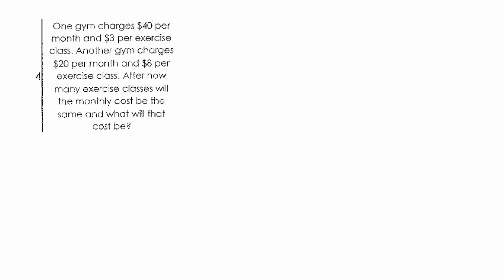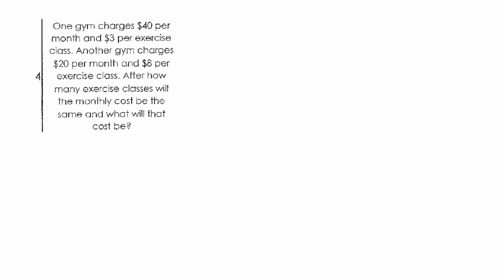So number 4, one gym charges $40 per month and $3 per exercise class. Another gym charges $20 per month and $8 per exercise class. After how many exercise classes will the monthly cost be the same, and how much will that monthly cost be? So this problem is going to set up a little bit different from our other ones. You got to think about earlier on when we first started working with equations and thinking about initial value and rate of change, how those problems looked.